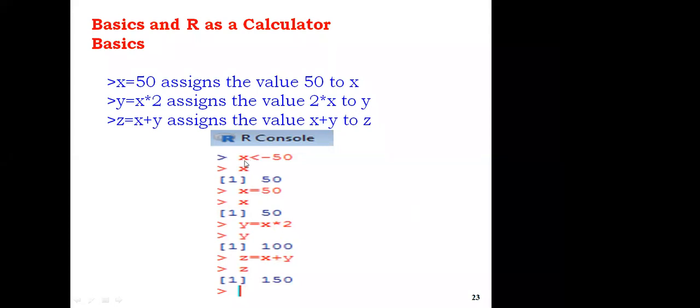Just to see, x <- 50. Then again you hit enter, then write x. Then this will be 50. X equal to 50, then x, again you press enter, then 50. Y equal to x star 2, then y, this is equal to 100.